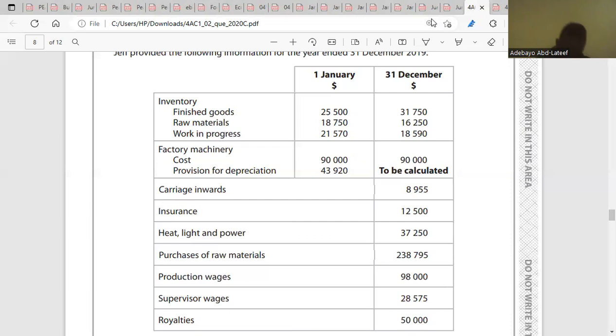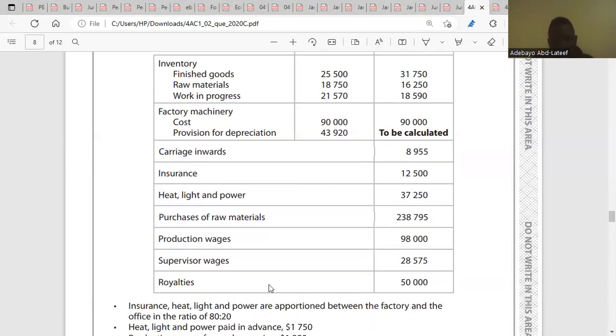All right. Now we go on to direct expenses. We have our direct expenses here, royalties. Another name for direct expenses is royalties. You see royalties, right? What does it mean? Royalties, or direct expenses, that's 50,000.